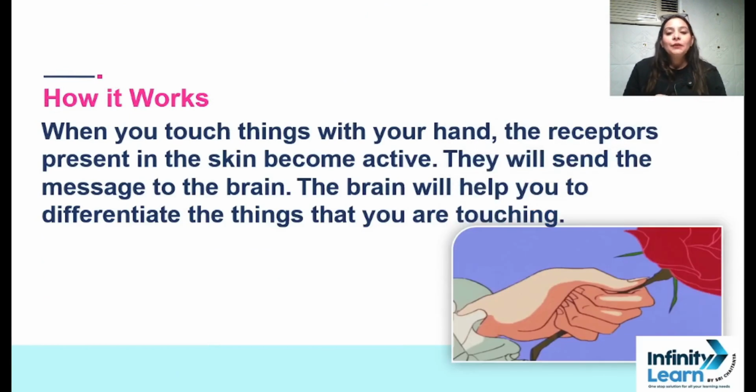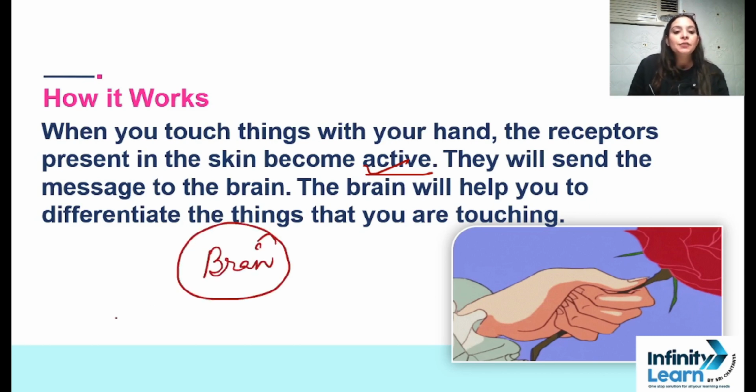Now let me tell you how it works. Suppose you touch something, let's say a hot substance. What happens? Suppose I'm touching a hot substance with my hand. Then the receptors of my hand which are sensitive to heat will get activated. When they get activated, they send a message to the brain, because we know the brain is our main controlling center. The brain will analyze what has happened, that you have touched something hot. Then the brain will respond.